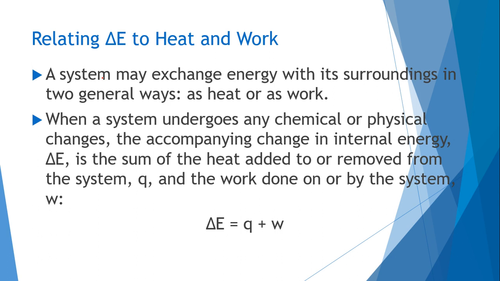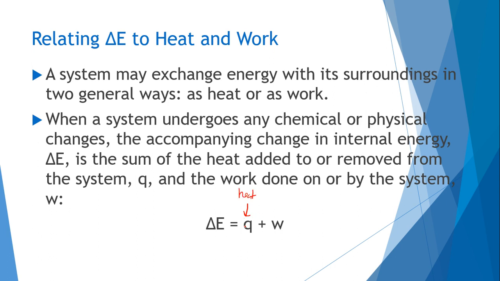If you remember from the previous lesson, we defined energy as the capacity to do work or transfer heat. So when we're looking at a system and the energy of it, it is shown two different ways, as heat or as work. When a system undergoes any chemical or physical change, the change in energy is because one of these two values has changed. Delta E is the sum of heat, which is denoted by the letter Q.